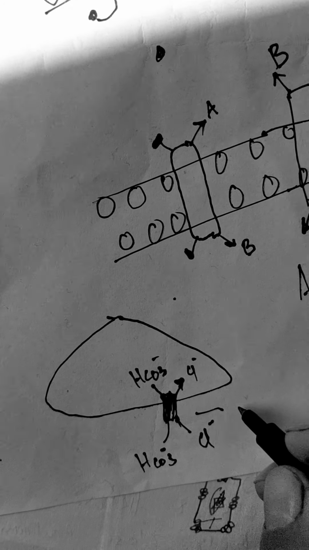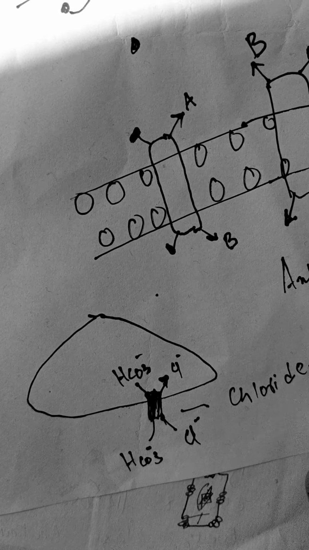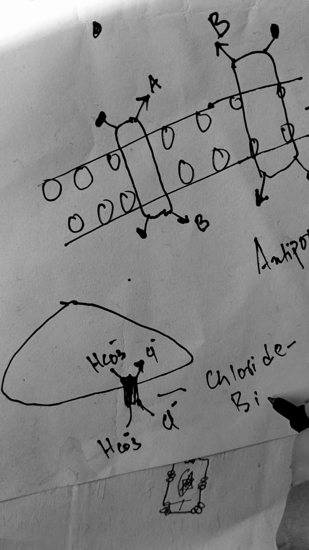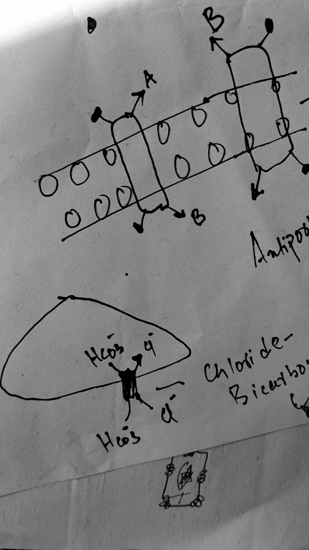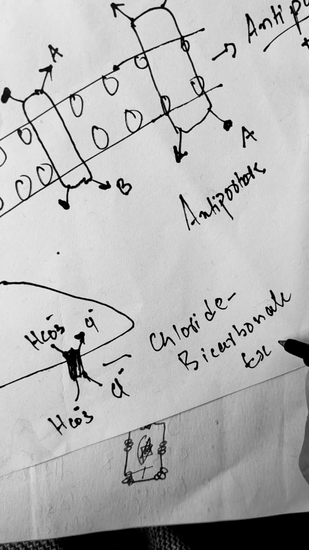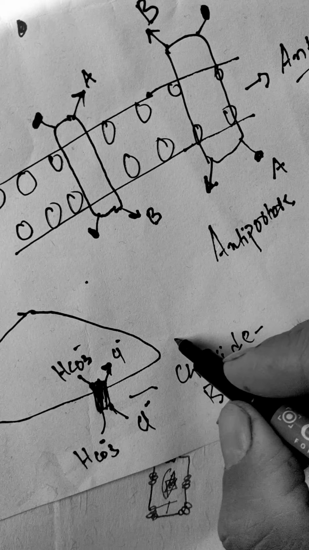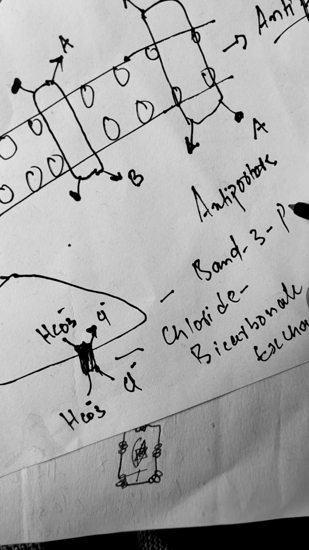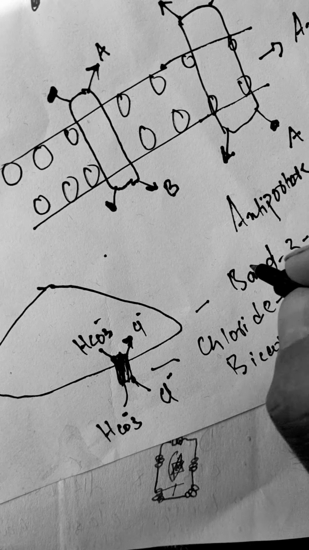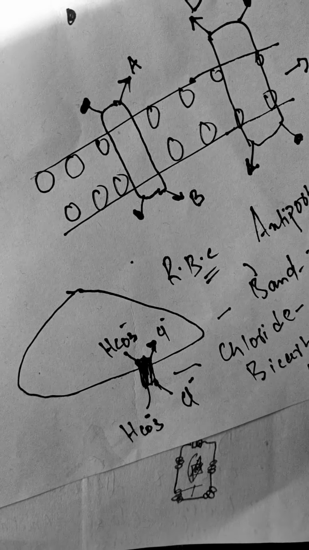So this kind of protein is known as chloride bicarbonate exchanger. Or this protein is also known as band 3 protein. This protein is present in the plasma membrane of RBC cells. Okay, that is the third way of transportation.